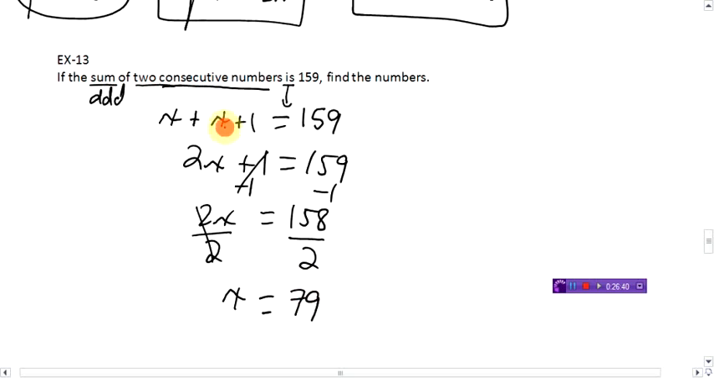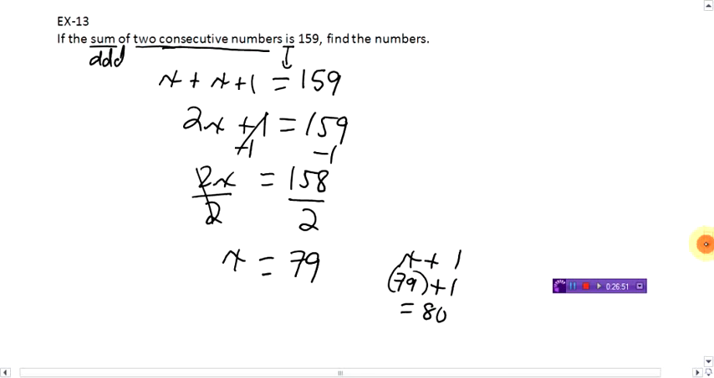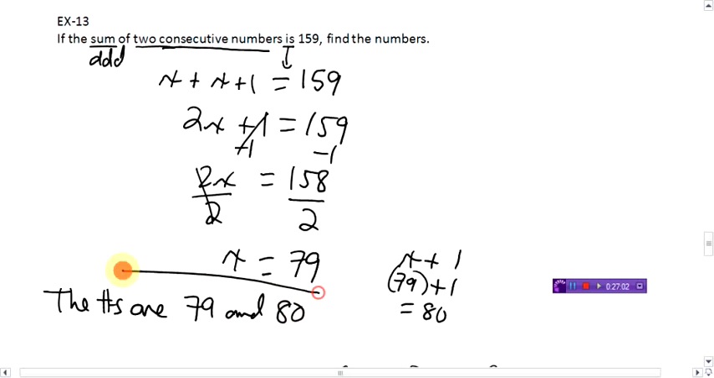What's the second number? The second number was X plus 1. So X plus 1, sub 79 into here, 79 plus 1, that's 80. So the two consecutive numbers are 79 and 80. Double check. Do those two numbers add to equal 159? Yes, they do. Trust me, use a calculator. They equal 159. Okay.